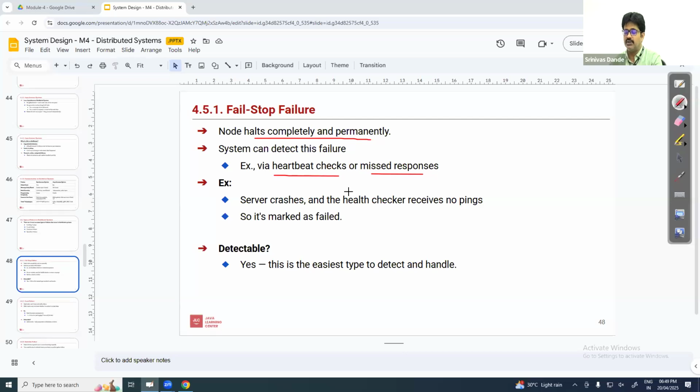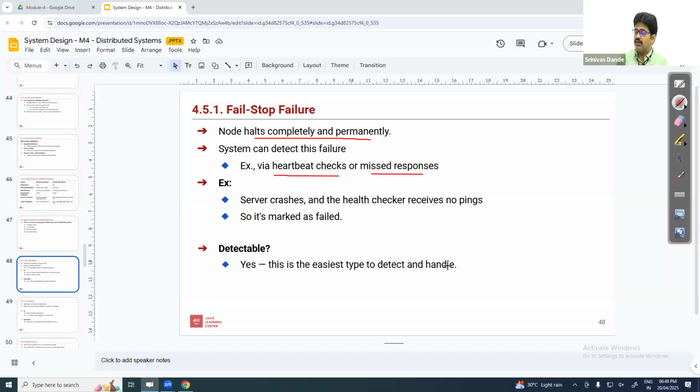For example, a server crashes and the health checker receives no pings. The server has completely crashed and the health checker is not receiving any pings, meaning it is not responding to any heartbeat messages. So we can mark it as failed. Is it detectable? Yes. It is easy to detect and handle.